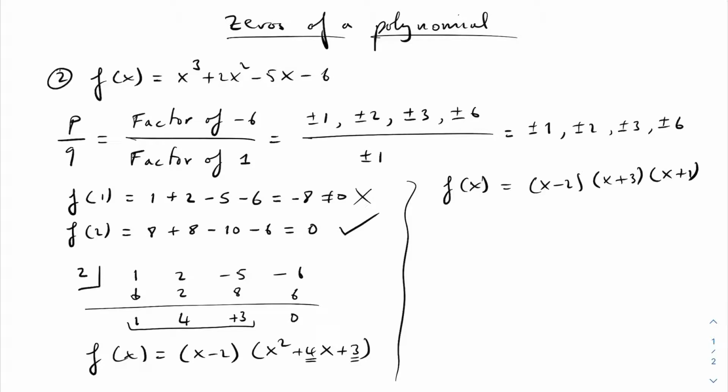So I can set each of those different factors equal to 0 in order to solve for my zeros. I'm going to have x minus 2 equals 0, which gives me x equals 2. Then x plus 3 equals 0 will give me x equals negative 3. And finally, x plus 1 equals 0 will give me x equals negative 1. And as you can see here, x equals 2, x equals negative 3, and x equals negative 1 are actually part of our list of guesses that we had up here. And so that was a good list to begin with.